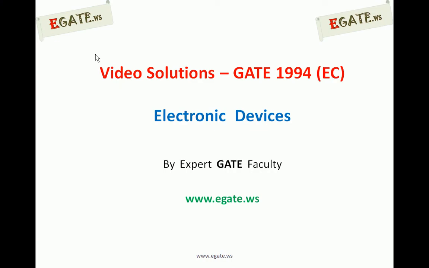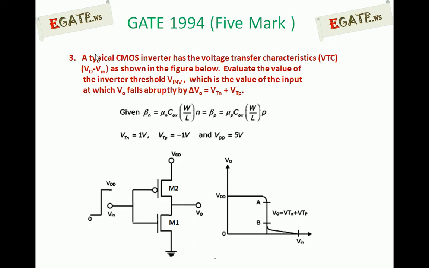Hello, we are discussing the GATE 1994 ECE paper, and the topic we are discussing is electronic devices. This is the third 5 mark question that came in GATE 1994. The question is related to the CMOS inverter.